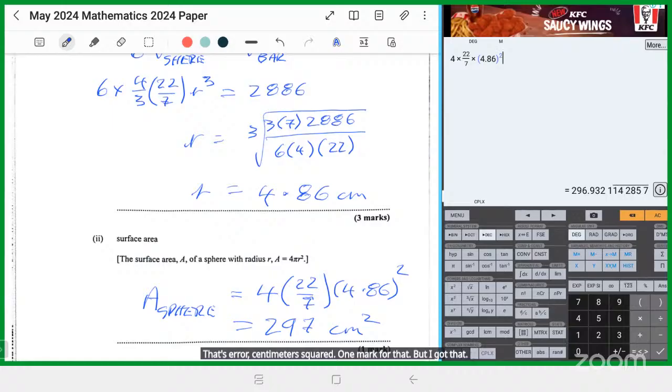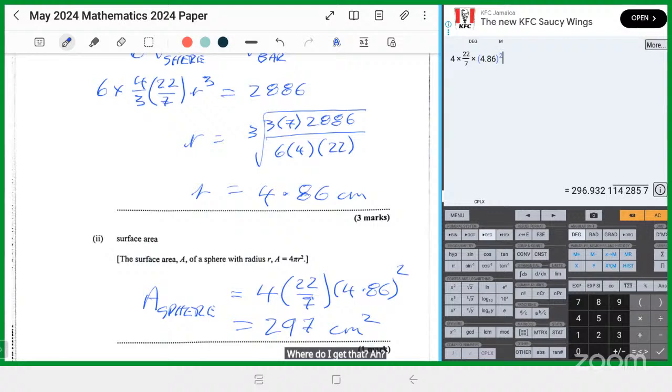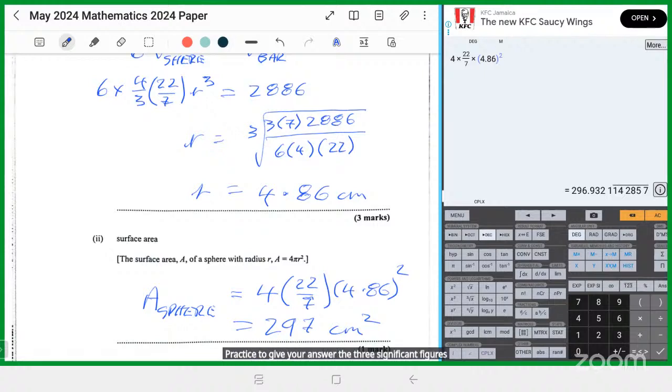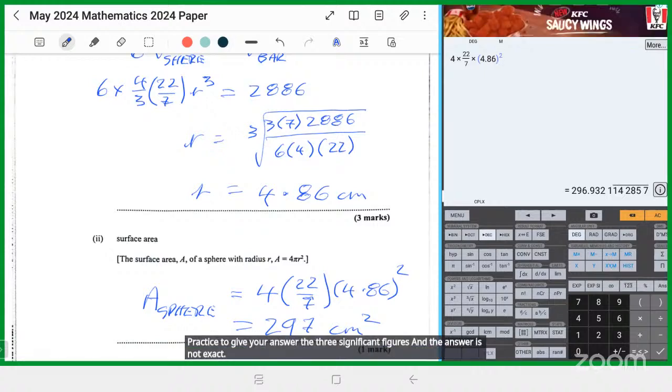I don't get that. Four pi r squared. 4 times pi is 22 over 7, and the radius is 4.86. What did you use for your radius? Yeah, that's right. You don't get a little light about it, but that's okay. That's why I always tell you guys, practice 3 significant figures. Please practice giving your answer to 3 significant figures when the answer is not exact. 3 significant figures is the standard.